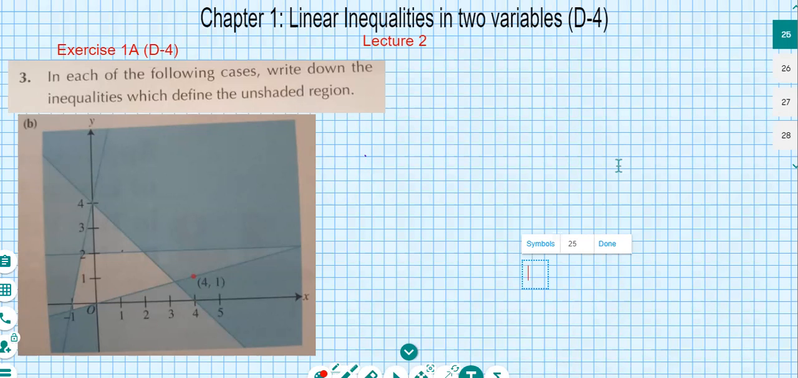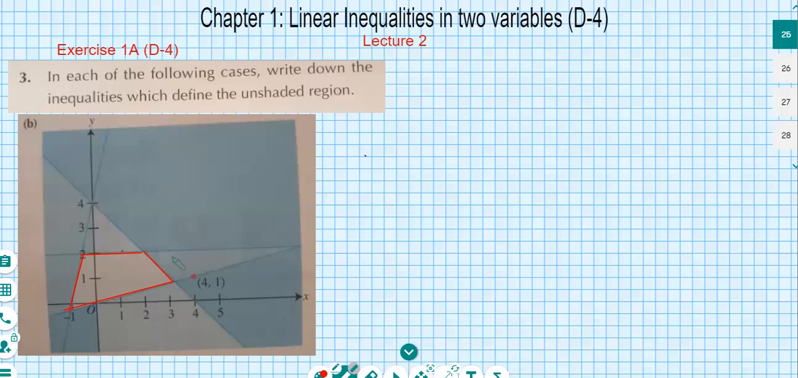So you can see that the unshaded region is actually the region of white. This white portion has 1, 2, 3, and 4 lines, so it is made by 4 lines. You can see number 1, number 2, number 3, and number 4. So these are the 4 lines. It means this region has been created by the 4 inequalities.